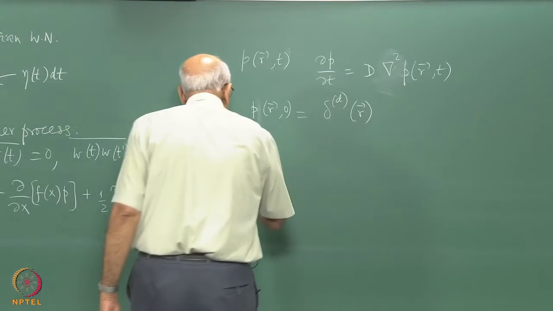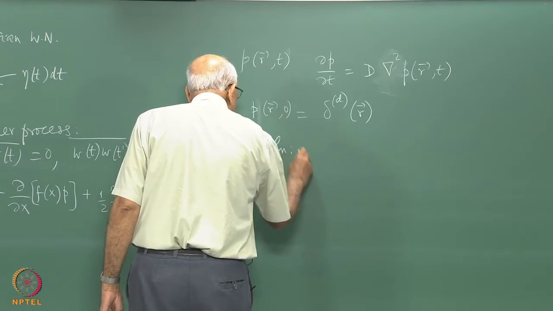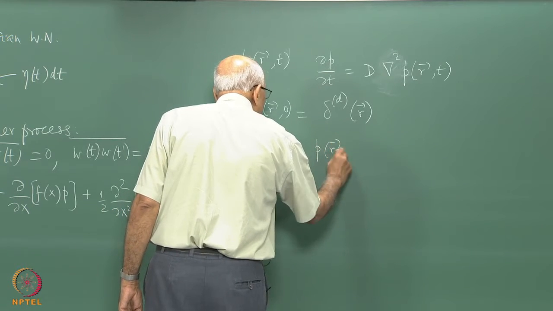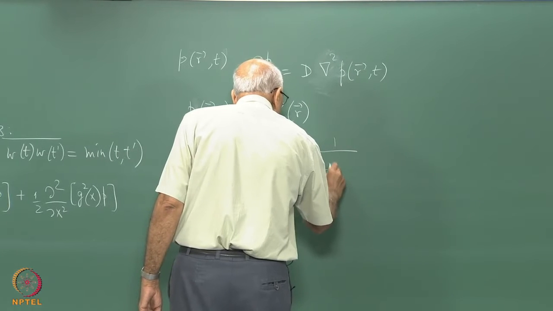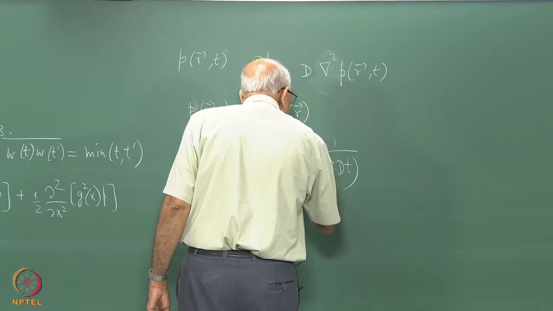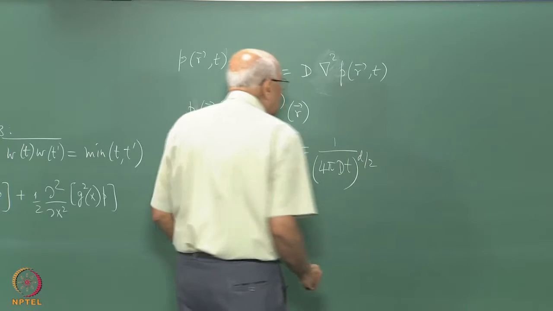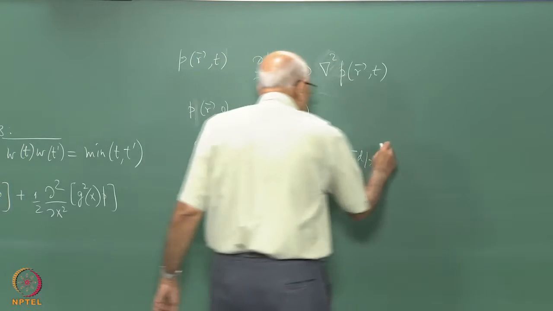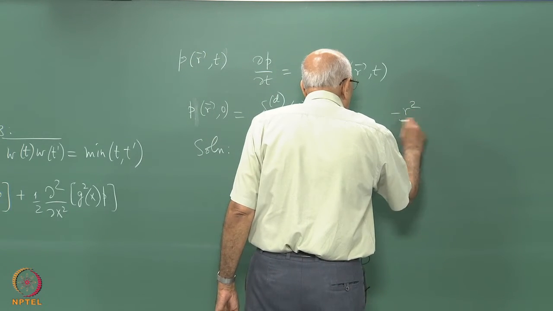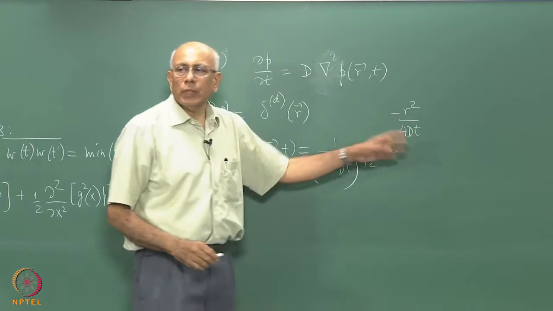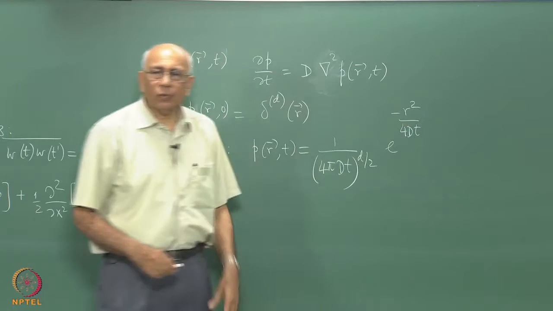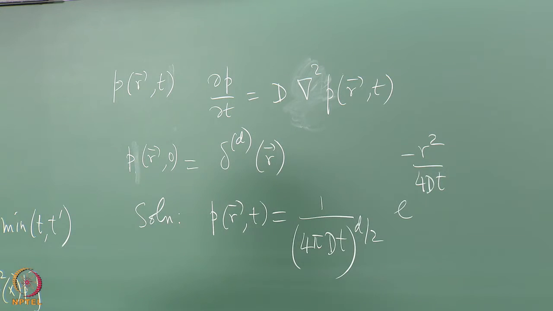Because the solution is p of r comma t equal to 1 over (4 pi Dt) to the power d over 2 in d dimensions, e to the minus r squared over 4Dt. This is the fundamental Gaussian solution. This r squared stands for x1 squared plus x2 squared up to xd squared, okay, the square of the radial coordinate.